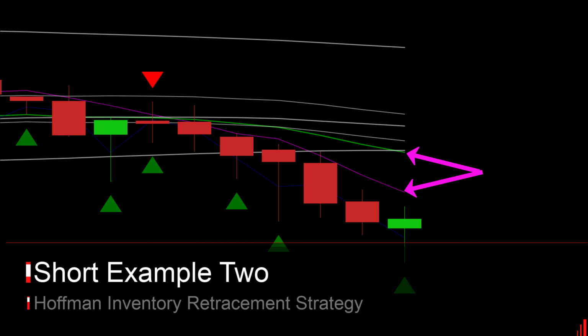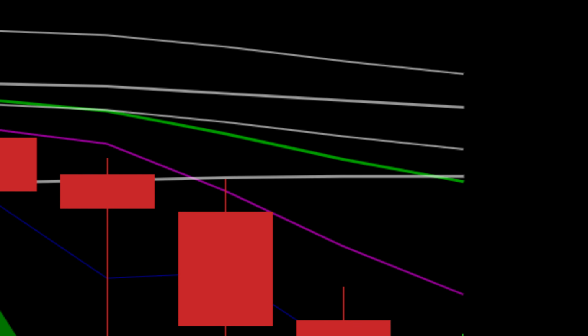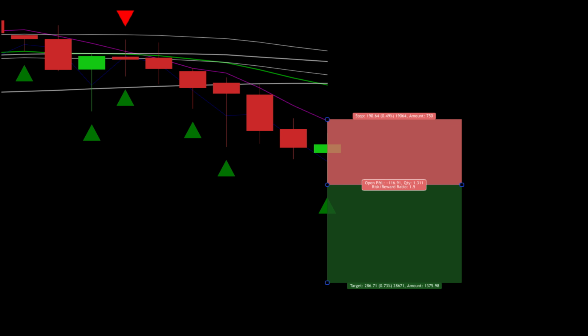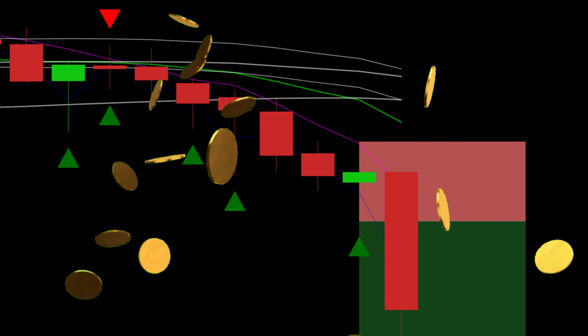So here we can see the purple line is below the fast line in green, and if you look closely, you can see that the fast line just crosses down under the white trend line. Then we get an inventory retracement bar signal. This is our trigger candle. A sell stop order is placed below the trigger candle and the target is 1.5 times risk. And here we can see that the trade was entered and hits the profit target on the same candle.